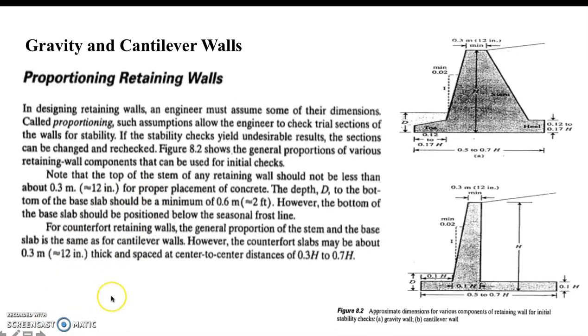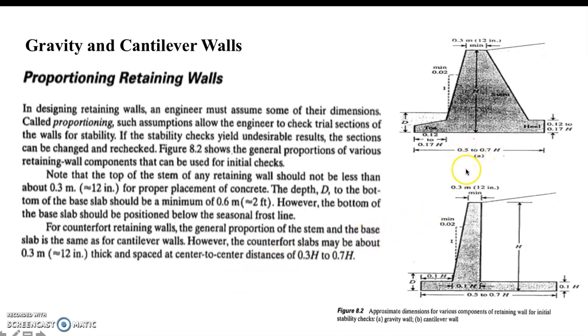So, gravity and cantilever walls. For gravity and cantilever walls, we're going to have what we call proportioning retaining walls. In designing a retaining wall, an engineer must assume some of its dimensions. And the assumption of that particular dimension of the retaining wall, either gravity or cantilever wall, is what we call proportioning. In proportioning, such assumption allows the engineer to check a trial section of the wall for stability. If the stability check yields an undesirable result, the section can be changed for recheck. The general proportion of various retaining wall components can be used for initial checking.